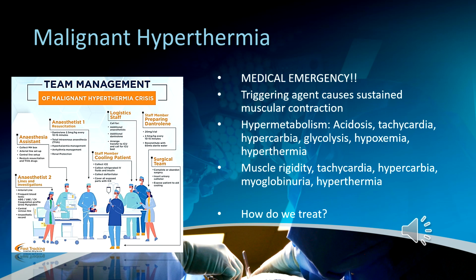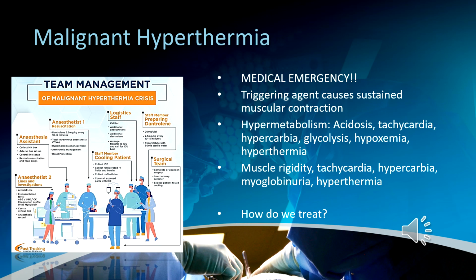Myoglobinuria is another early sign. The patient's urine turns from dark amber to brown. So if the circulating nurse is sitting at that desk documenting and they look down and realize that the urine in the Foley bag is brown, they're going to let the doctor know, hey, we might have some myoglobinuria happening.